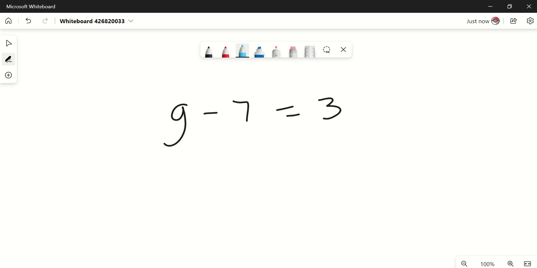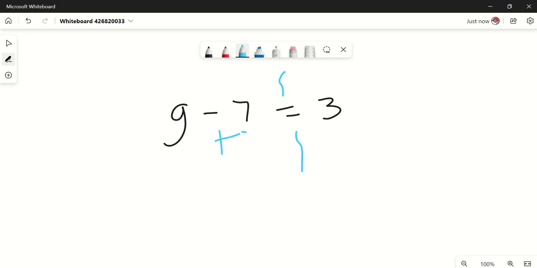So the opposite would be? Okay, be specific. It's being subtracted by 7. I need to add 7 to both sides. Both sides. Remember, this is a mirror.